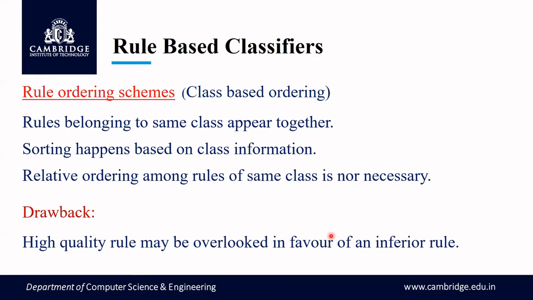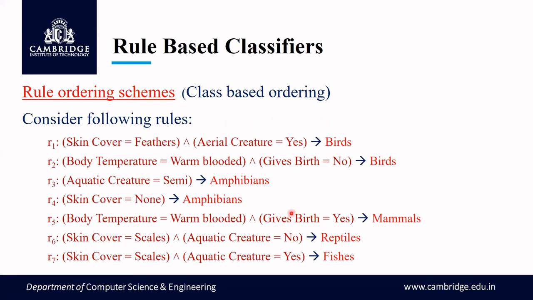Now consider this example. Here I've considered the same rule set of 7 rules which I considered for rule-based ordering. If you see here, the first 2 rules belong to birds, the second 2 rules belong to amphibians, and of the last 3 rules, 1 each belongs to mammal, reptiles and fishes. I have grouped the rules that belong to a particular class together, and I have sorted it. Now, what does sorting based on class information mean here?